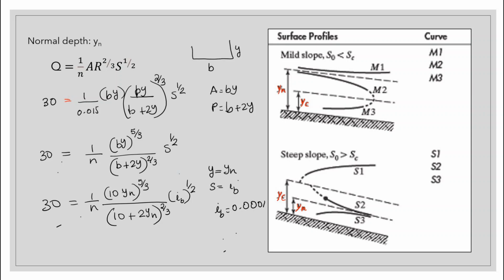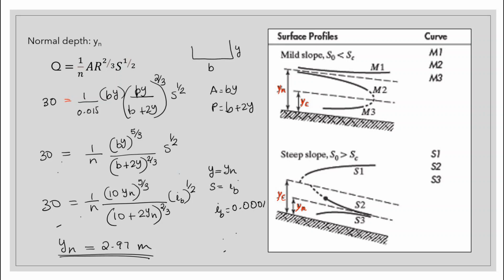Just applying all the values, when you find the value of yn using the trial and error method, you will get the value of yn as 2.97 meters. So yn obtained is 2.97 meters.